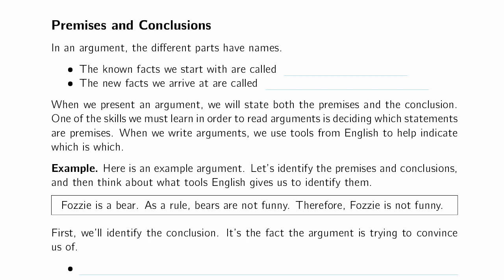Let's build some more of the vocabulary that we're going to use to talk about arguments. An argument consists of known facts and the new facts that we arrive at. In an argument, the known facts are called the premises. And the new fact that we arrive at is called the conclusion.